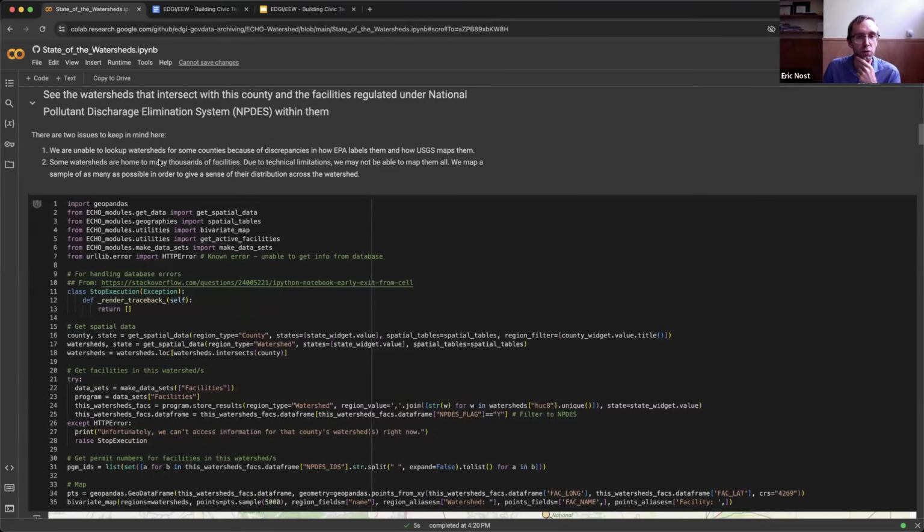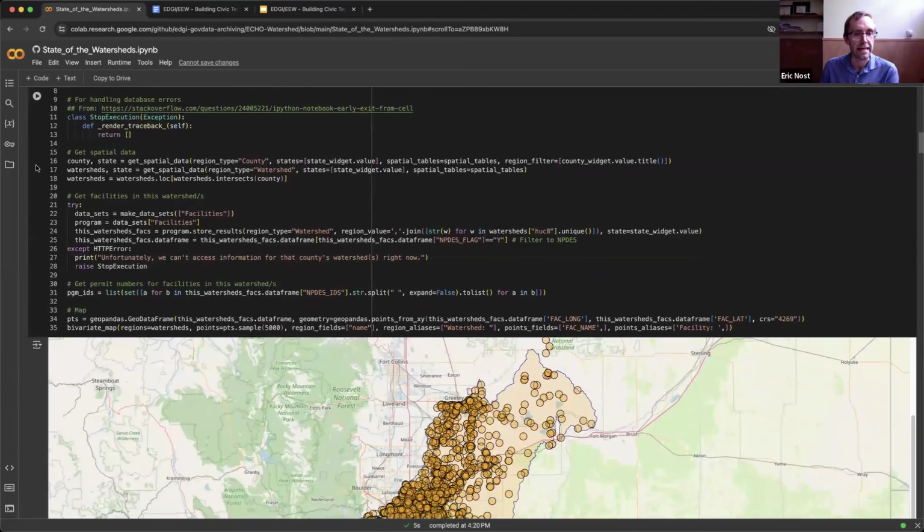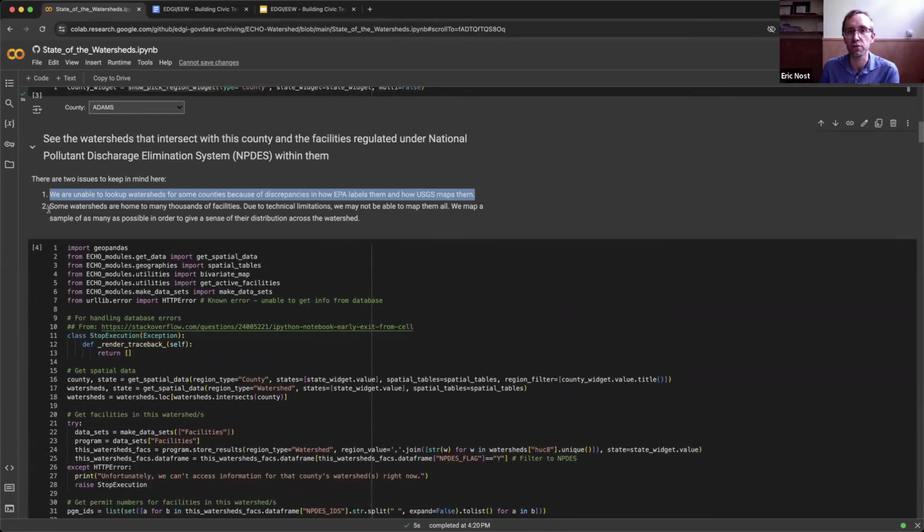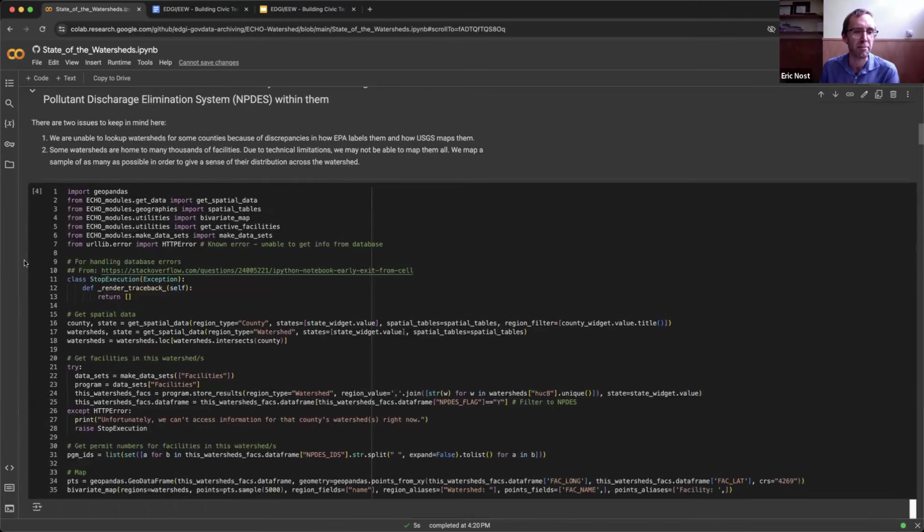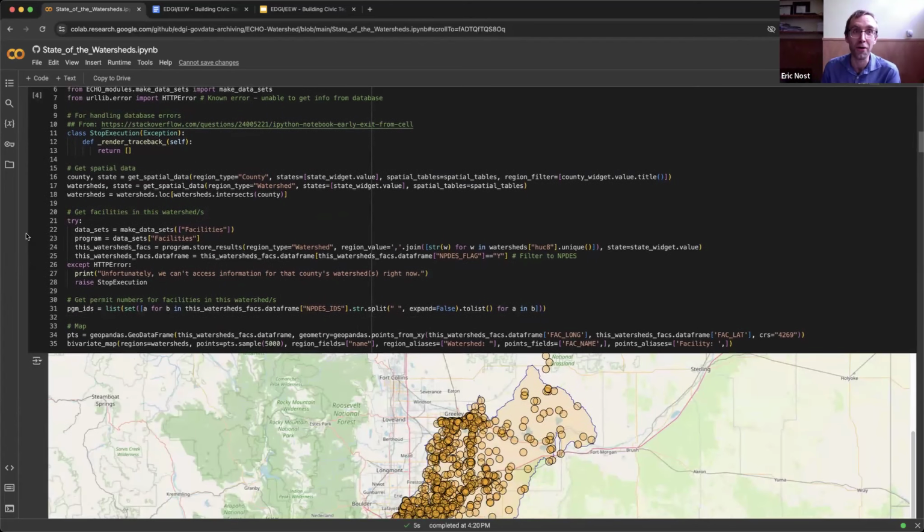Now, we are going to look at the watersheds that traverse Adams County, Colorado, and look at the facilities regulated under NPDES in that watershed. So we do that in this cell of code. And there's a couple of things to keep in mind here, some technical issues. Some watersheds we aren't able to actually retrieve information for at this point. Part of that just has to do with differences between EPA's systems and USGS's systems. It's also very hard to map all of the facilities in very big watersheds.